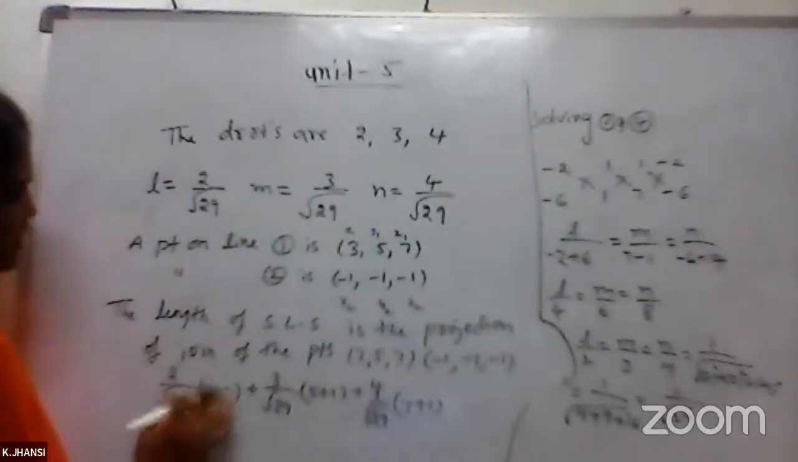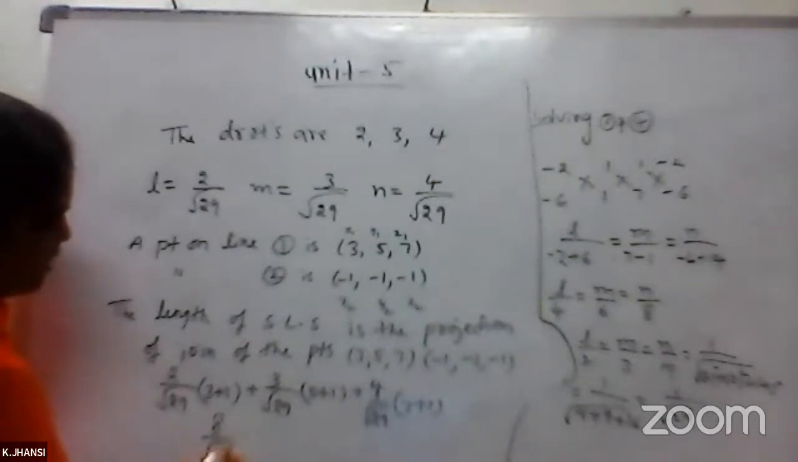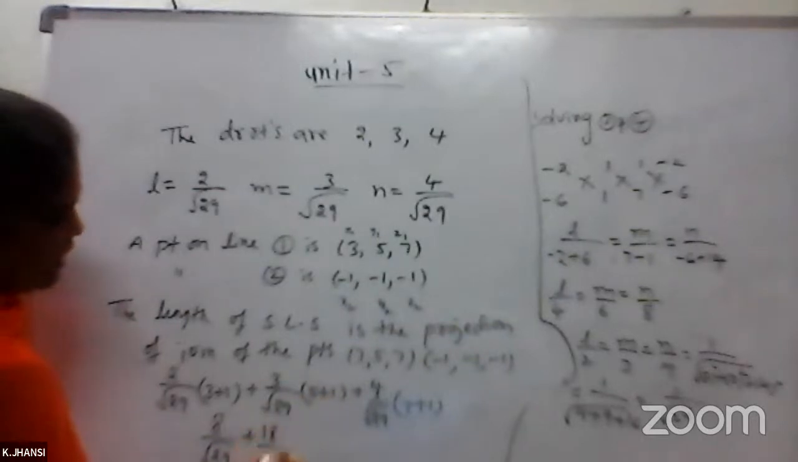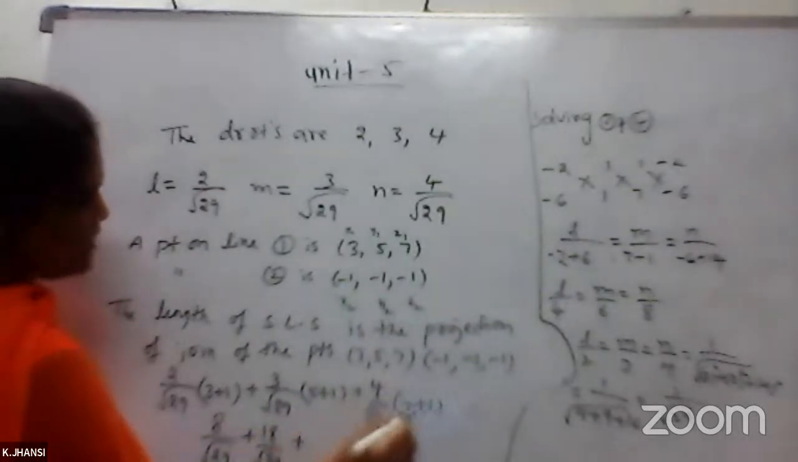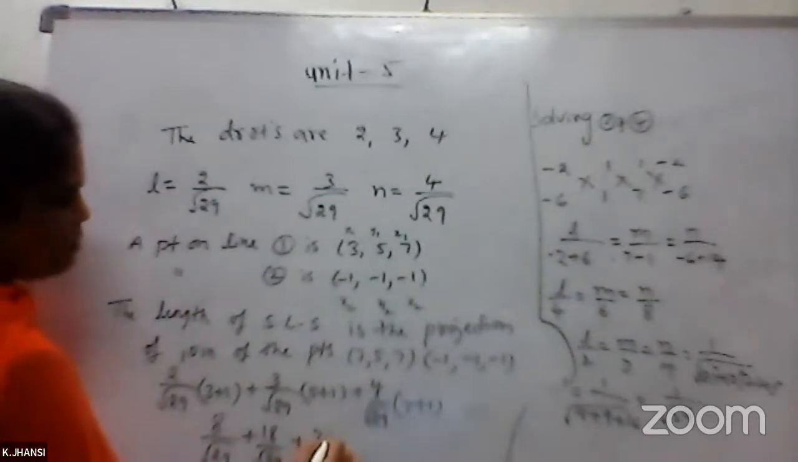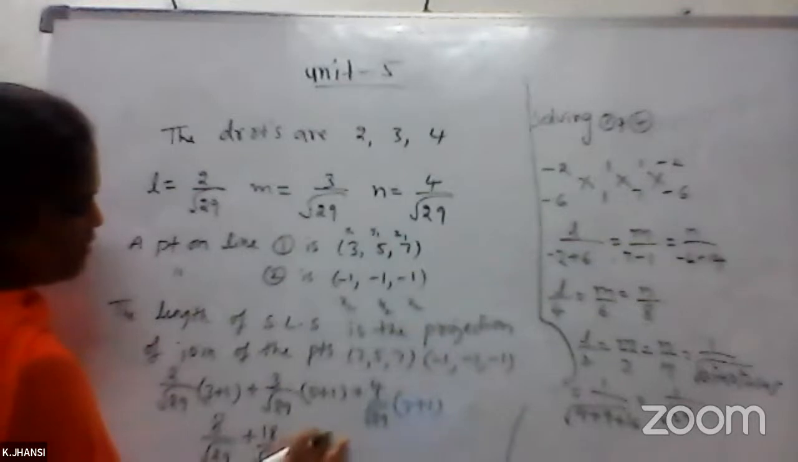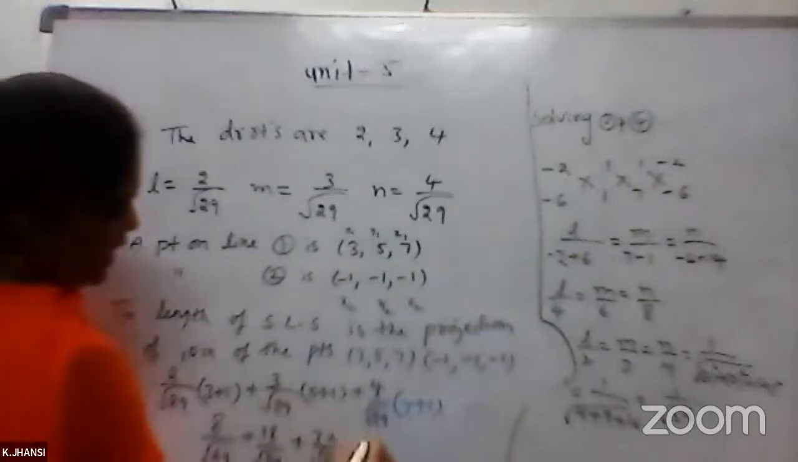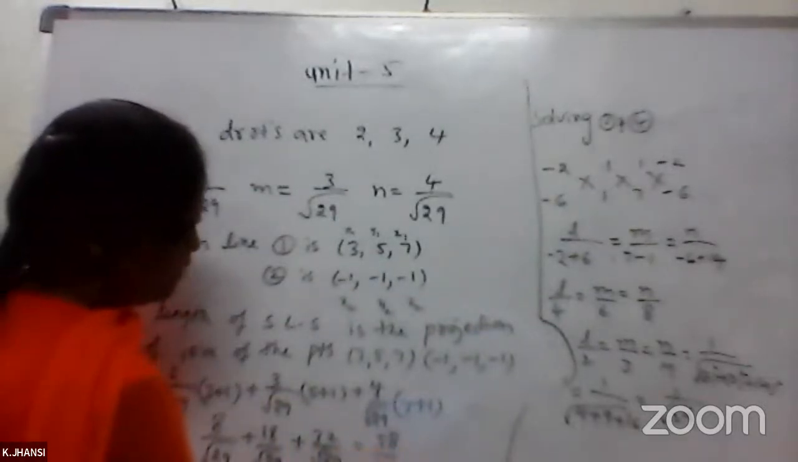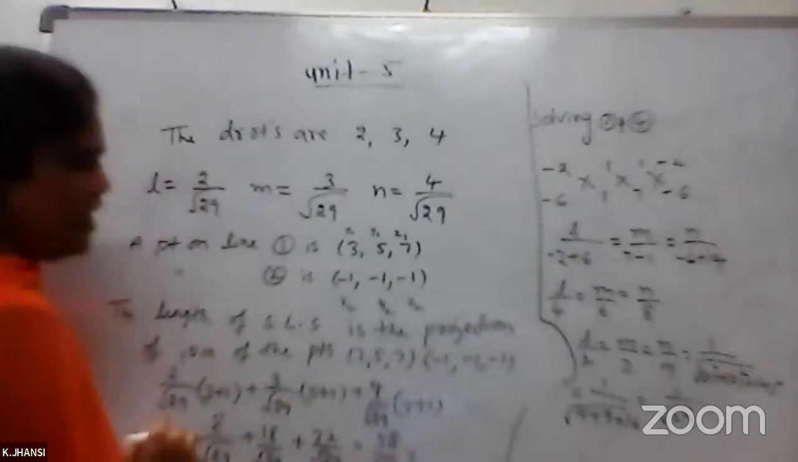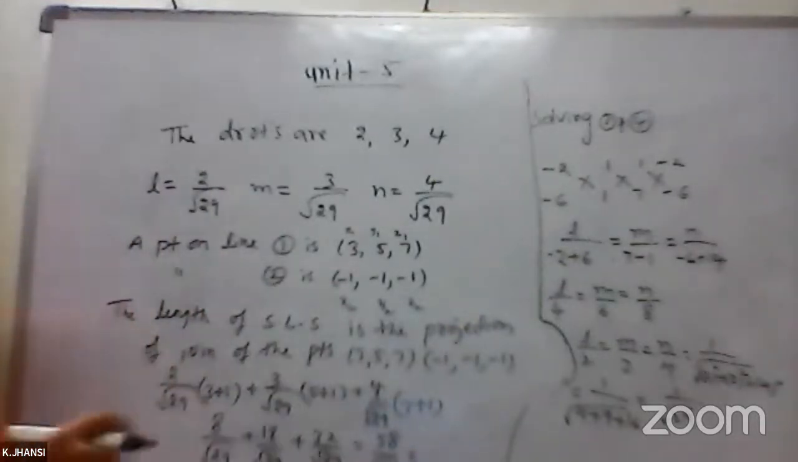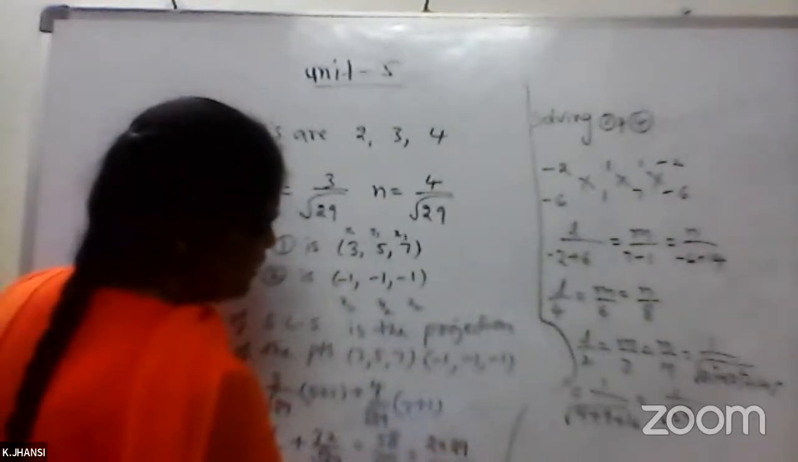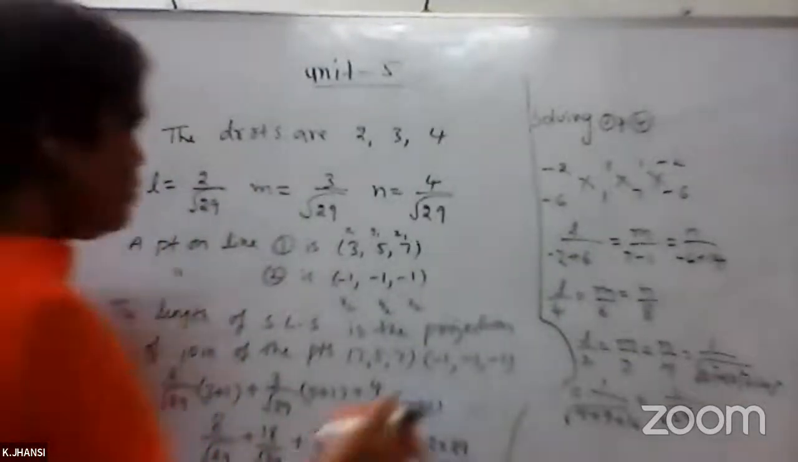3 plus 1 is 4, 4 twos are 8. 8 by root 29 plus 5 plus 1 is 6, 6 threes are 18. 18 by root 29 plus 7 plus 1 is 8, 8 fours are 32 by root 29. So this is 32, 8 means 40, 40 plus 18 is 58. 58 by root 29. 58 we can write as 29 into 2, no? So you can write it like this: 29 into 2 by root 29. Again you can simplify this.